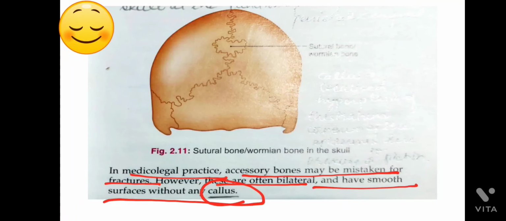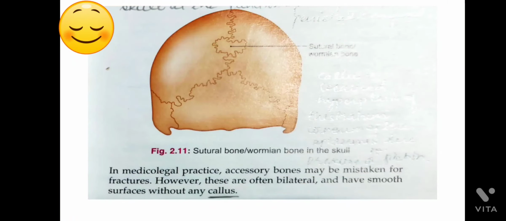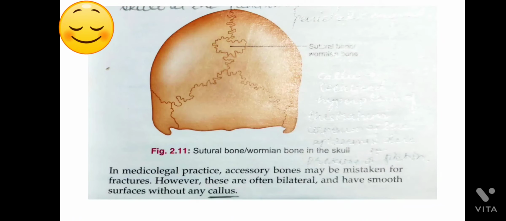Such bones are common in hydrocephalic skulls. In medico-legal practice, accessory bones may be mistaken for fractures. However, these are often bilateral and have a smooth surface without any callus. This is a sutural bone or Wormian bone.